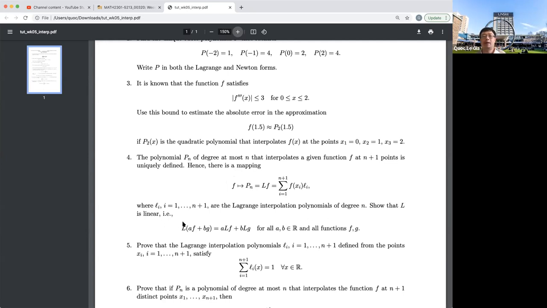Show that L is linear. So if you remember the linear maps in linear algebra, the linear map condition says that if you take L and apply it to a linear combination of two functions f and g, any linear combination, where a and b are real numbers, then the sum can be pulled outside. So it becomes aLf plus bLg. So how do we prove this?